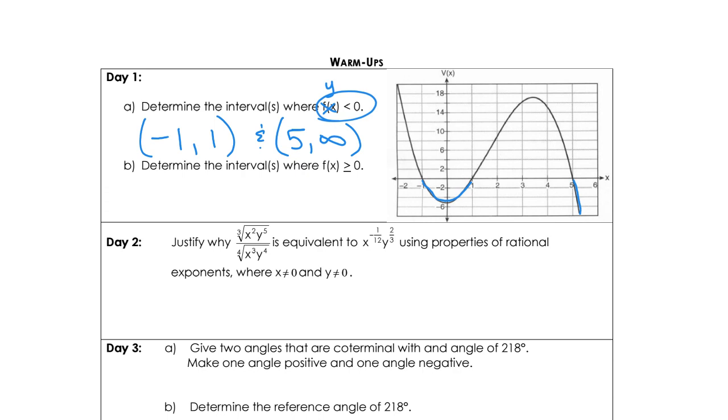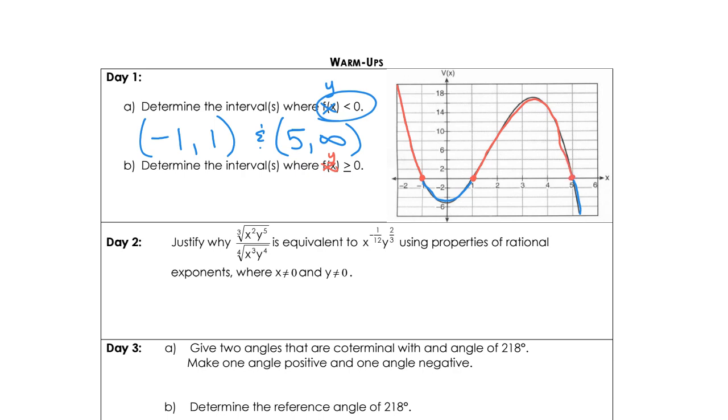Okay, second part, that is determining the intervals where f of x or y is greater than or equal to 0. And so all of this, including this, because they said equal to 0, including this, and all of this would be greater than 0, and then that would be equal to 0.